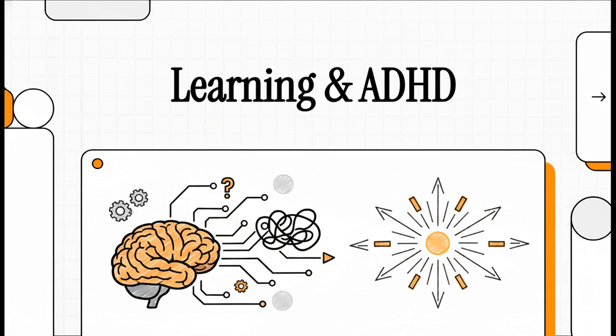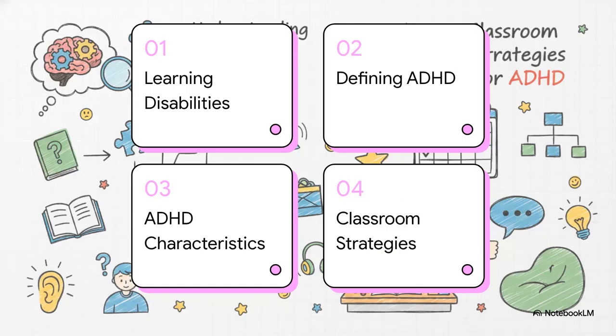By the end of this, you're going to have a crystal clear picture of what these conditions literally are, both biologically and practically. So here's our roadmap. First, we'll cover common learning disabilities, then we'll define exactly what ADHD is. From there, we'll unpack the characteristics of ADHD, and finally, we'll wrap up with some really practical classroom strategies. It's essentially a zoom-in arc, going from broad definitions straight down into a deep dive of highly actionable tips.